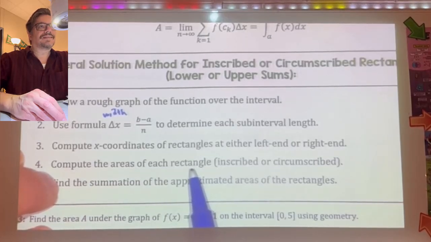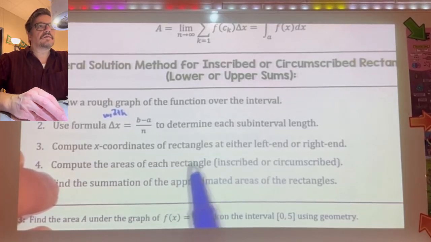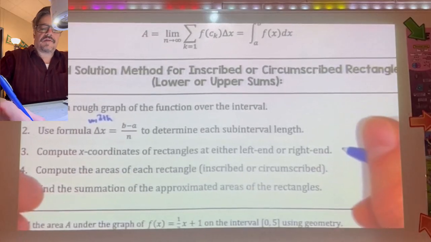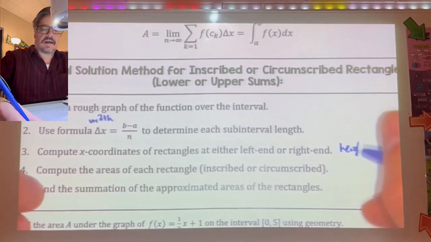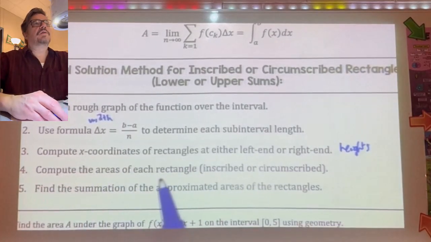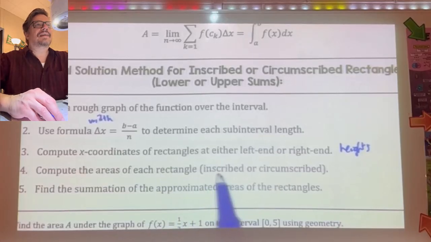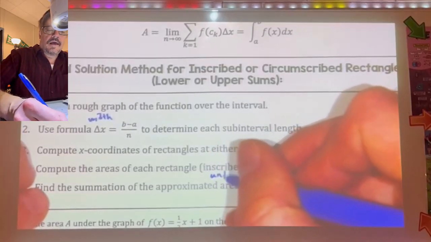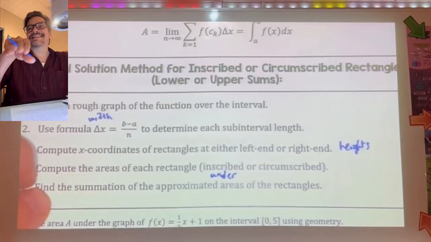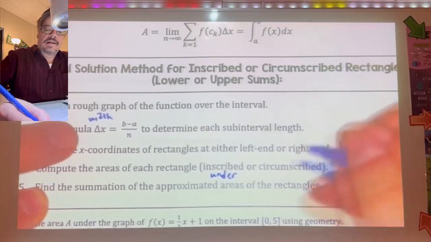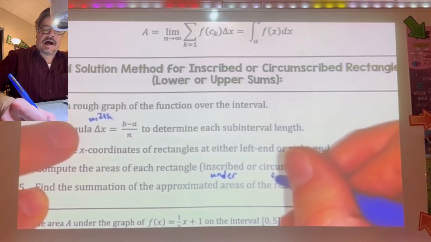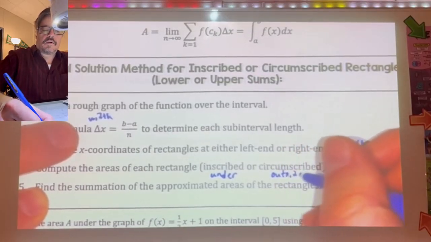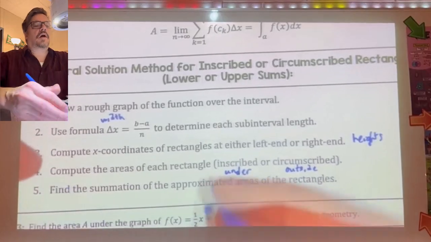Compute x coordinates of rectangles at either right or left. Compute the areas, so this means you'd figure out the heights. Then we compute the areas. They're either inside, being an underestimate, or an overestimate. Would you guys write that in? Inscribed means it'll be inside the function, and circumscribed means slightly outside the function. Then we add them all up.